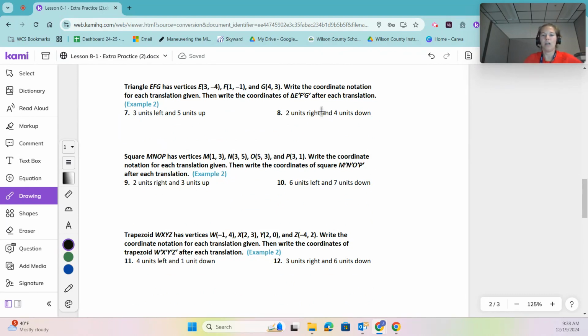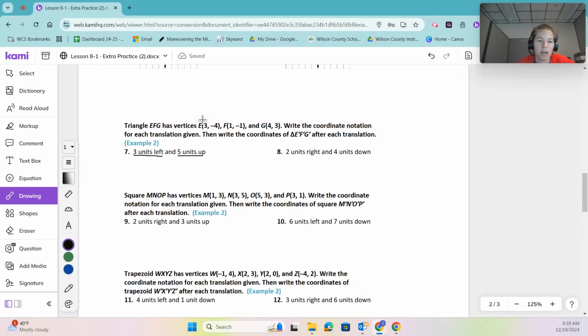Now we're going to do it without a coordinate plane. Triangle EFG has vertices of 3, -4, 1, -1, and 4, 3. Write the coordinate notation for each translation given. Then write the coordinates of EFG after each translation. So if we are going 3 units left and 5 units up, let's scroll back up and see what would happen to our number there.